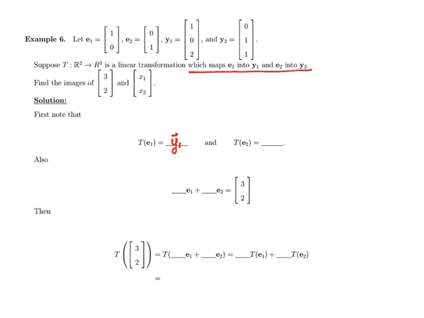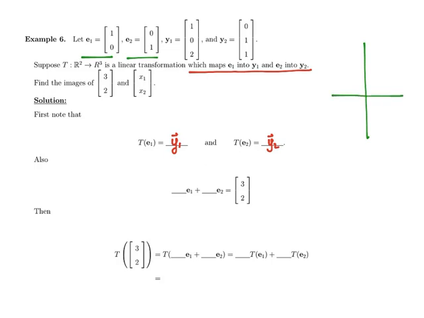And T of E2 is Y2. Now it's important to think about these vectors, E1 and E2, and they're called E1 and E2 for a good reason. These are special vectors. Sometimes we call these the axis vectors, sometimes we call them the standard basis vectors, and we'll introduce what those terms mean later on.